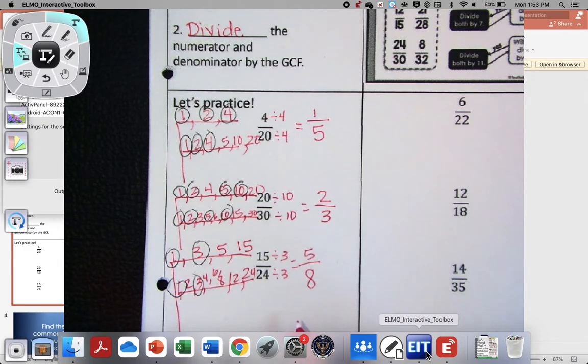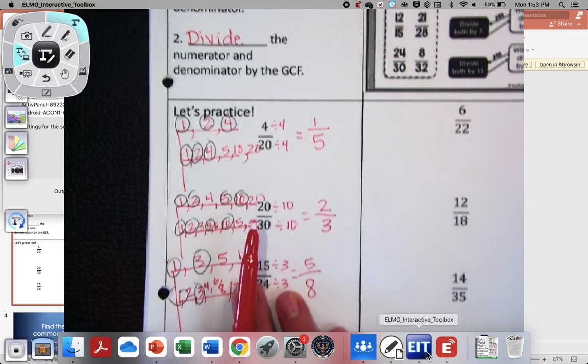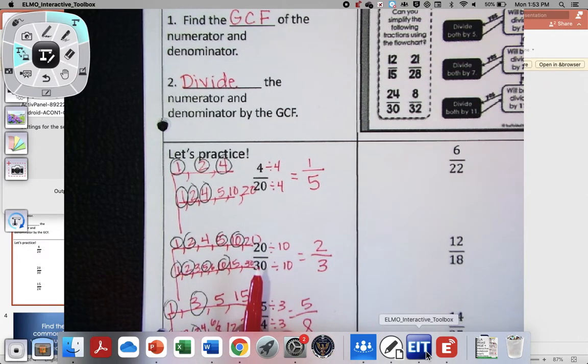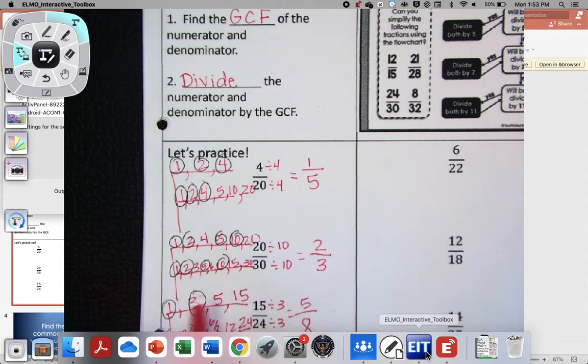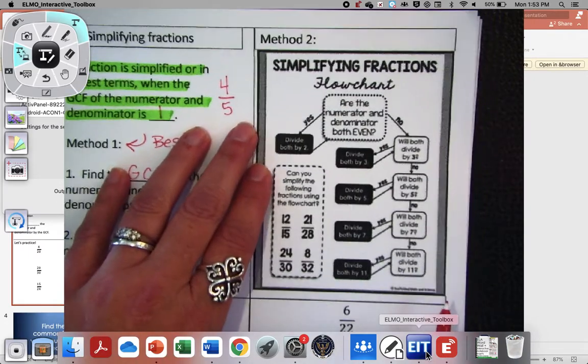Okay? Like I said, this is the best method. A lot of people don't like finding the GCF with the big F. I think it's the best method. Okay. Method 2 is with the flow chart.